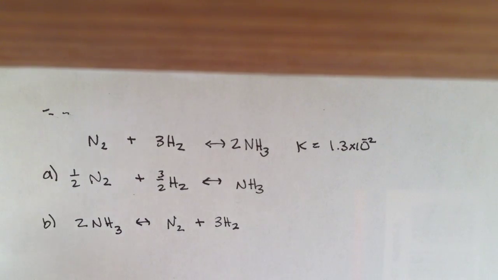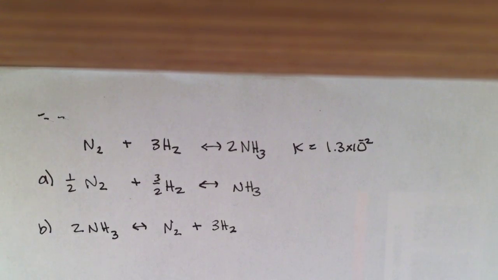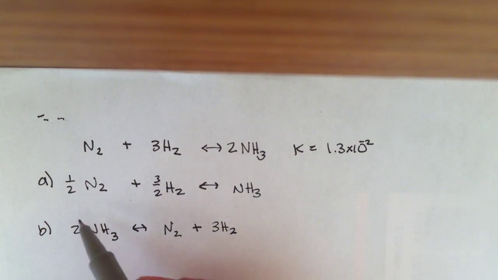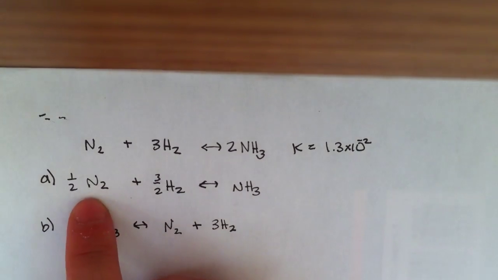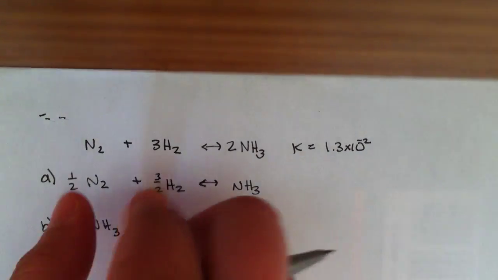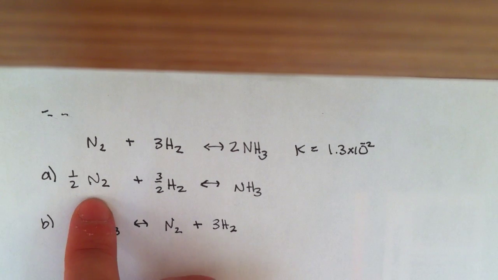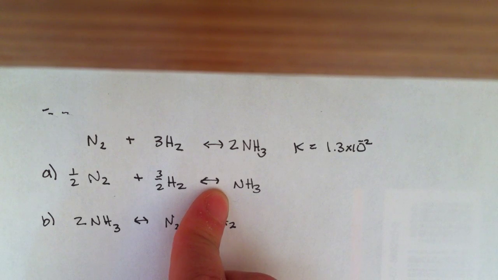Okay, this problem is Zumdahl 13.19, and what we're asked to do here is to take the equilibrium constant and find new ones based on this original equation, and it's just been modified in some way. So the first thing that you need to know is that if an equation is multiplied or divided, all we do is we take the K value and we raise it to whatever that factor is that we multiplied the equation by.